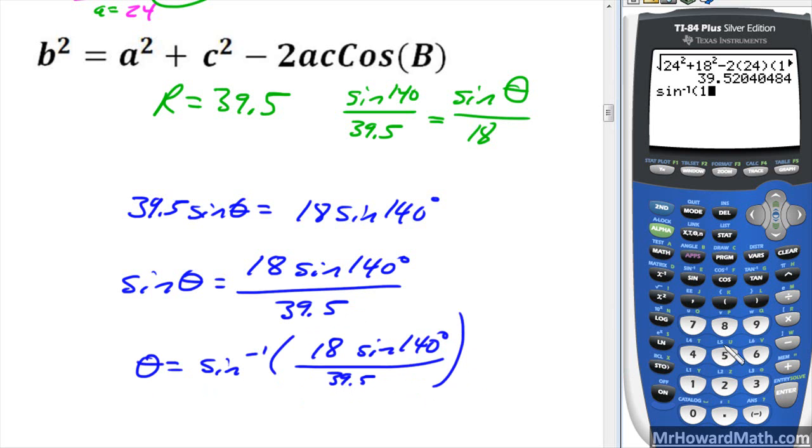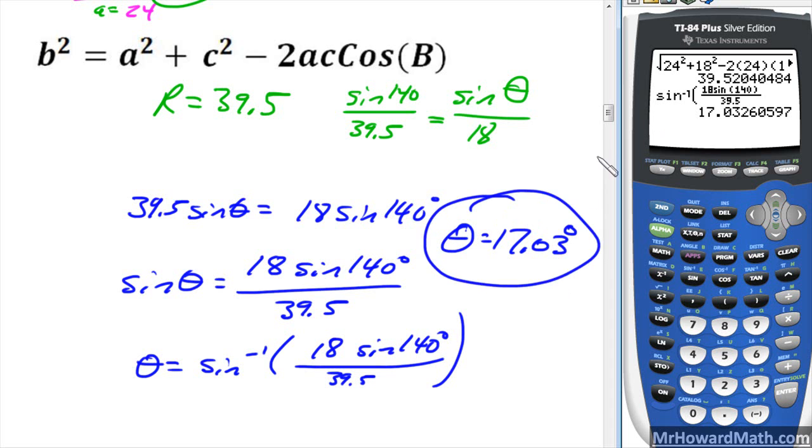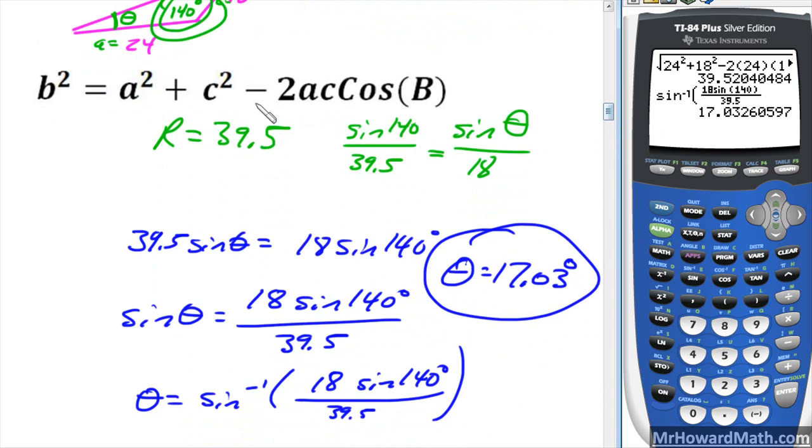Sine inverse, let's use our fraction button actually. Alpha y equals, enter: 18 sine of 140 degrees over 39.5 gives us angle theta of 17.03 degrees. So theta equals 17.03 degrees. So we found the direction given by the angle 17.03 degrees. So that's part of our answer. And the resultant right here was 39.5. So those two pieces give us the answer to example 3, and that is it for this video.